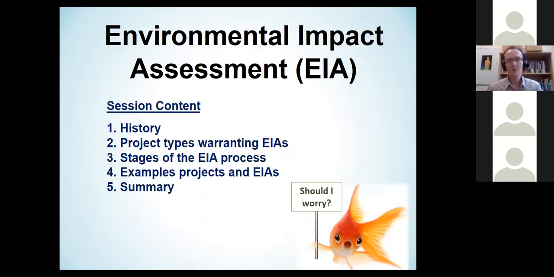Okay, so in this session, I'll give you just a quick one or two slide history of environmental impact assessments and where they came from. Then we'll get into the type of projects that people conduct environmental impact assessments for and those that they don't have to do it for. And then we'll go through the stages of the environmental impact assessment process. And then I will give some examples of some of the EIAs that I have been involved with over the years. And then we'll just do a quick summary to wrap it all up.